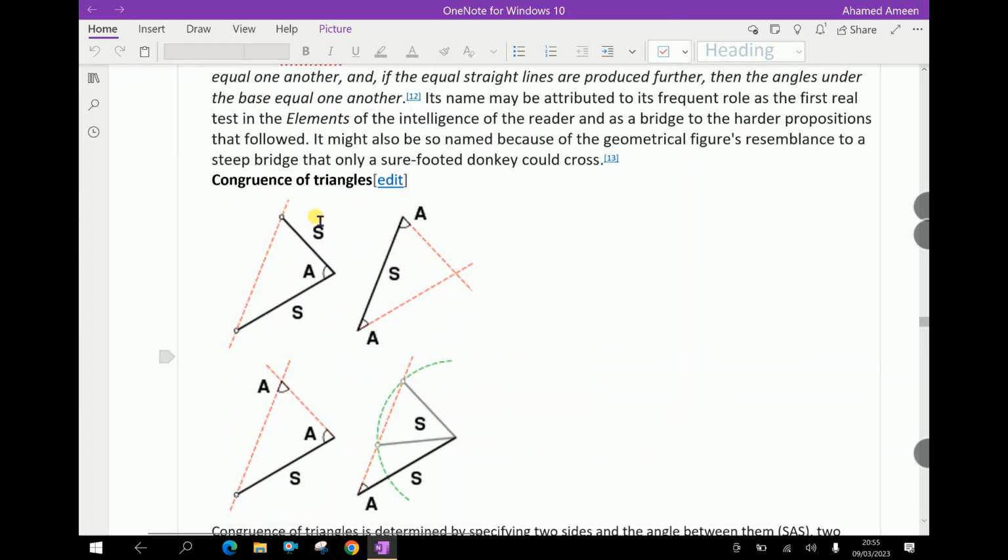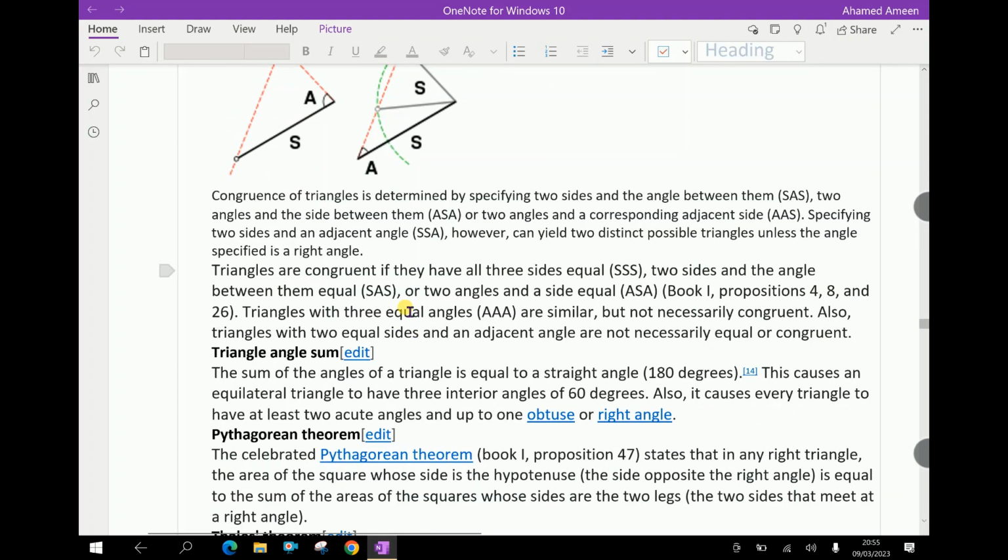Here he explained congruence of triangles also. That means these two triangles are everywhere equal: all respective sides are equal, respective angles are equal. Congruence of a triangle is determined by specifying two sides and the angle between them, that is SAS, two angles and the side between them, ASA, or two angles and a corresponding adjacent side, AAS. Specifying two sides and an adjacent angle, SSA, however, can yield two distinct possible triangles unless the angle specified is a right angle.